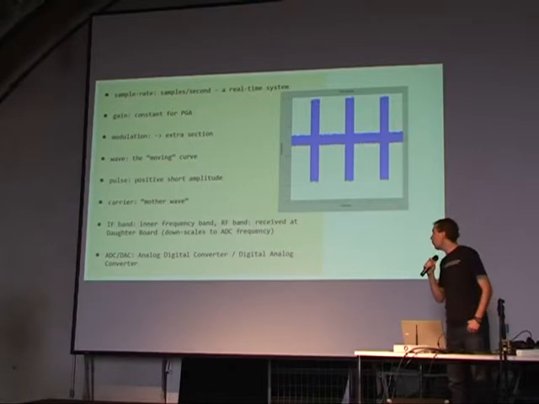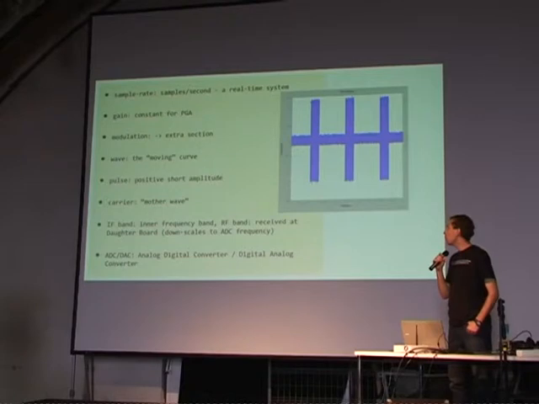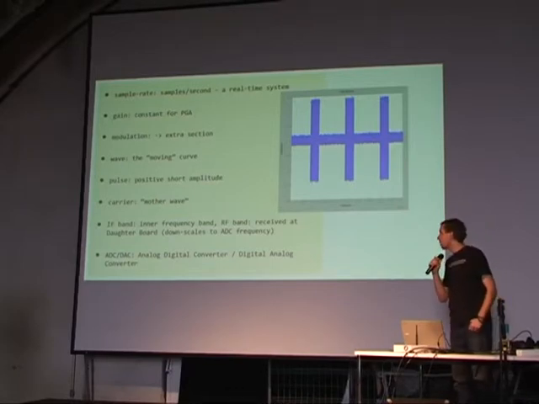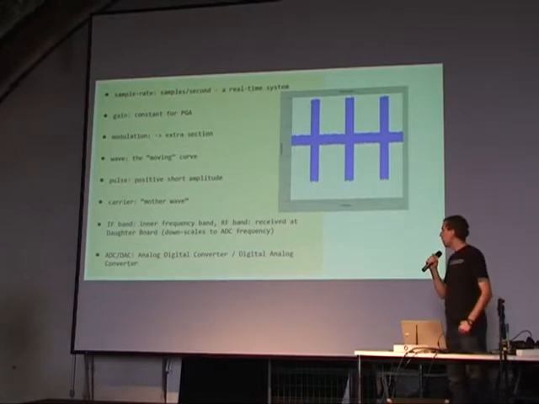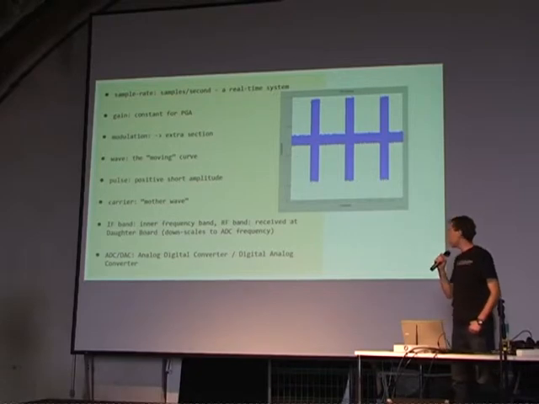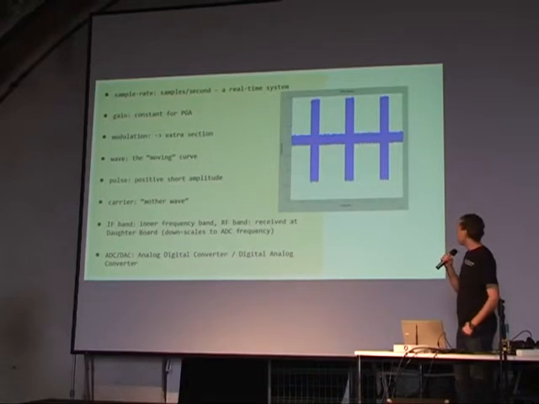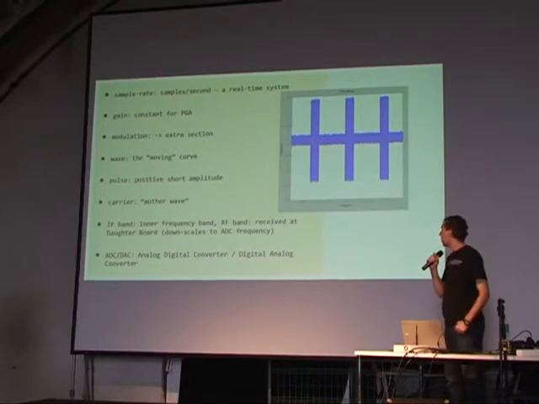The wave for me is a moving curve. I think that there are various definitions of waves, but here it is a moving curve. Pulse is a positive short amplitude. It's just going up like a wave. A carrier is a mother wave. It's the wave that is modulated upon. And what you furthermore see is that I speak about the IF band, which is the intermediate frequency band, and the RF band, which is received at the daughter board. Normally daughter boards, at least on the USRP, downscale to the ADC frequency. And ADC, DAC is an analog-to-digital converter and a digital-to-analog converter.